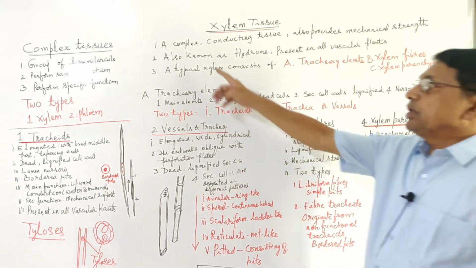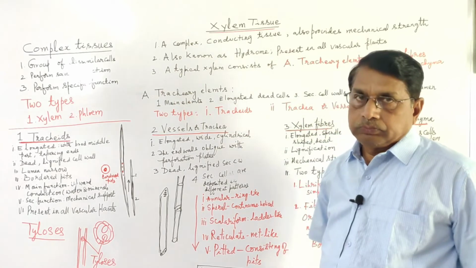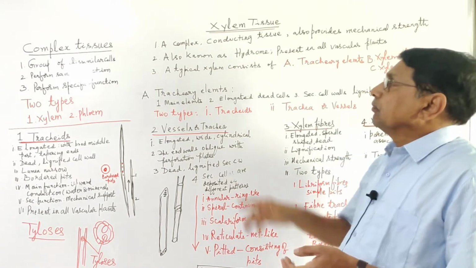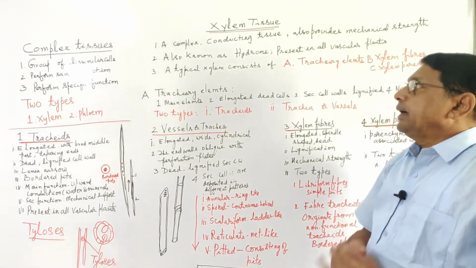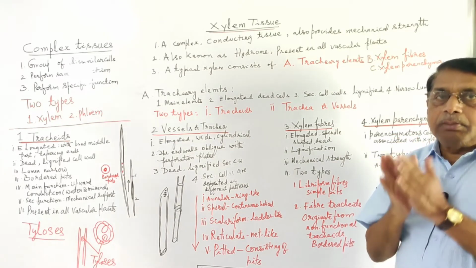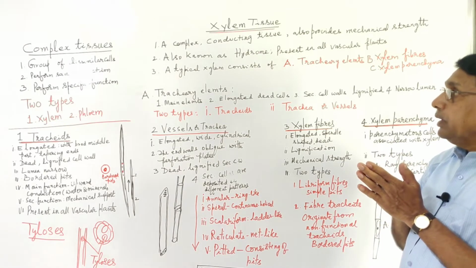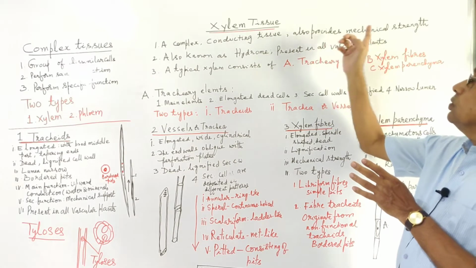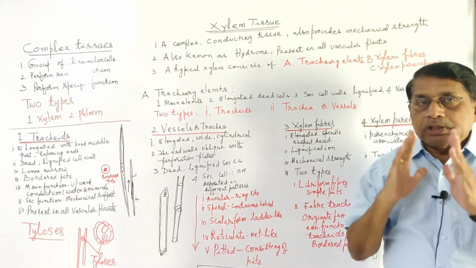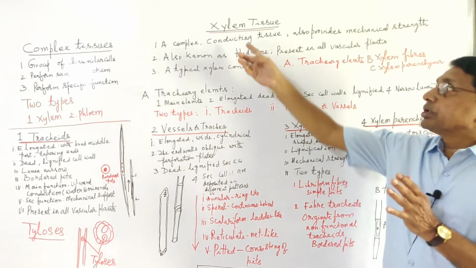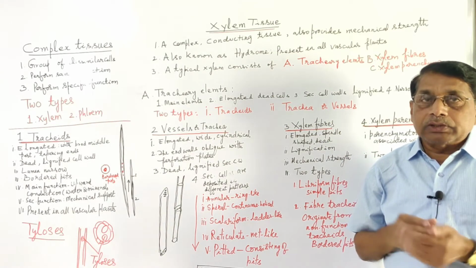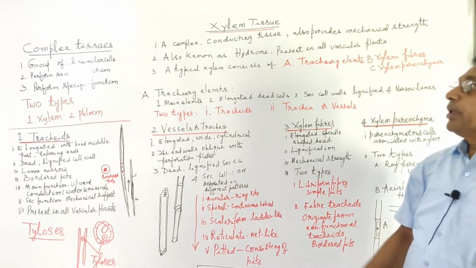Xylem is a complex tissue, consists of more than one type of dissimilar cells. It is a conducting tissue. It conducts the materials. What materials we will see. It also provides mechanical strength. When the xylem is in primary nature, it is conducting, but when secondary xylem in older plants, trees, it also provides mechanical strength.